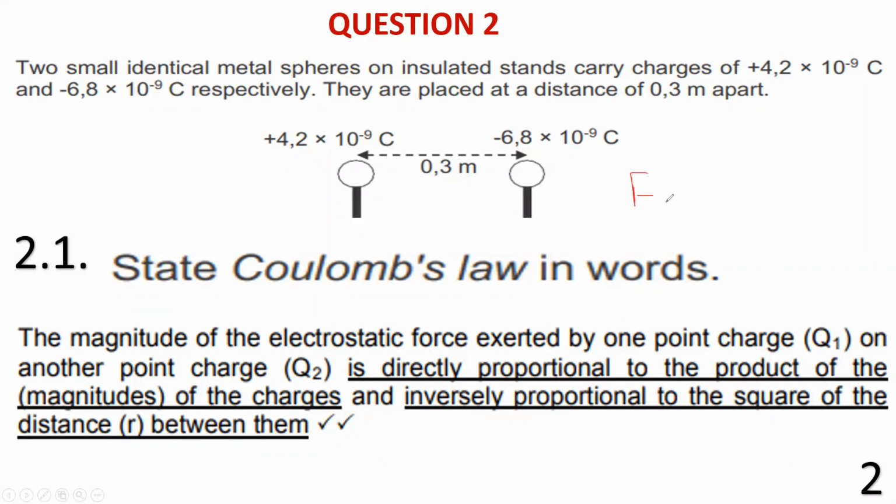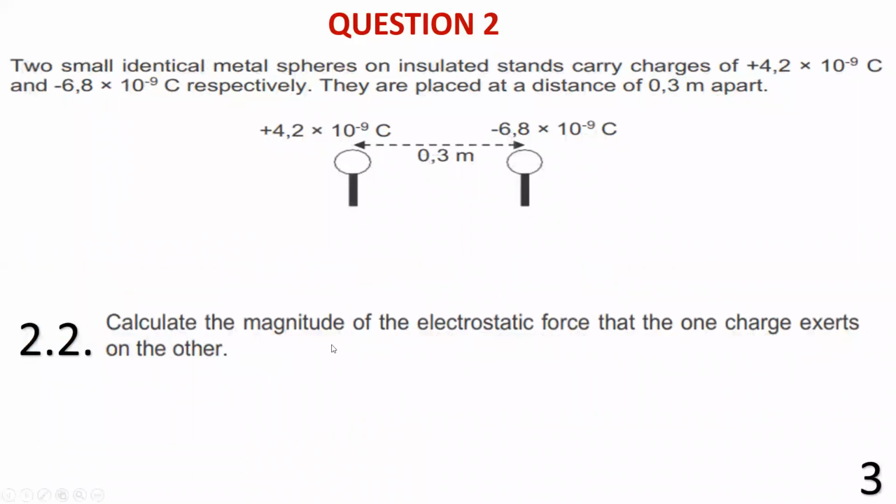F equals, let's write the formula, K times Q1 times Q2 over R squared. It comes from Coulomb's law, so you are just reading this formula. K is Coulomb's constant, you know that. Okay, please remember, please know all definitions. Don't lose your marks because of definitions. All right, let's continue with the next question.